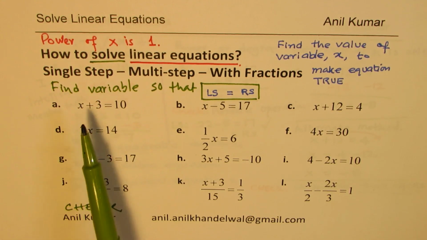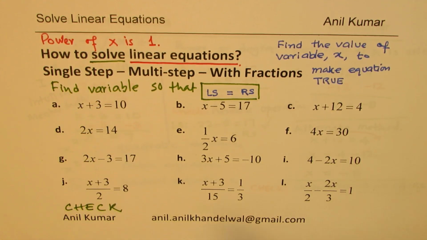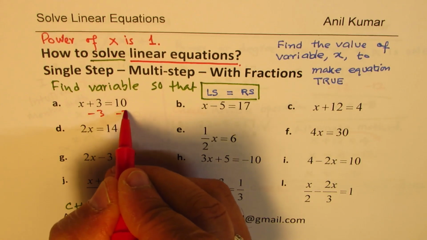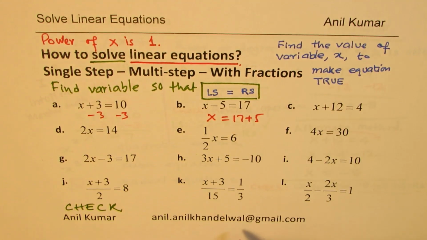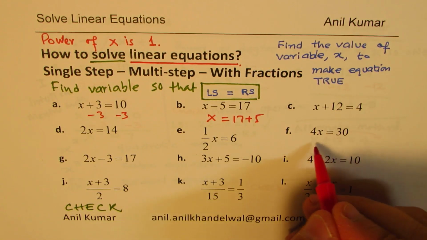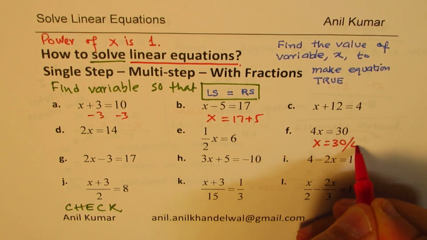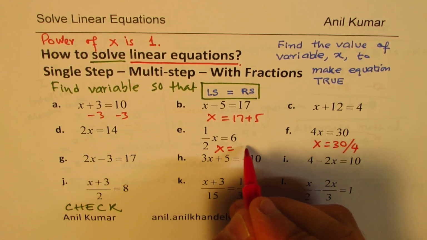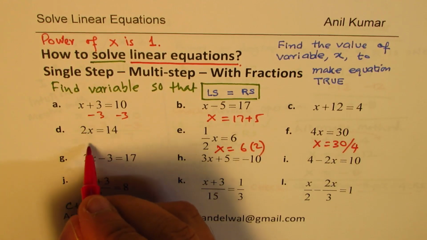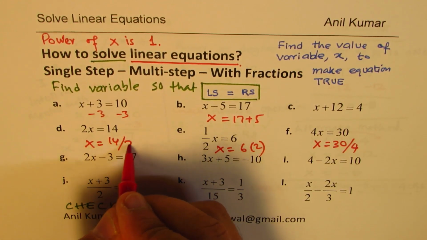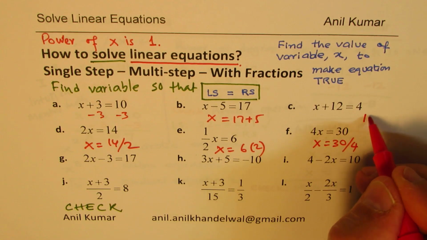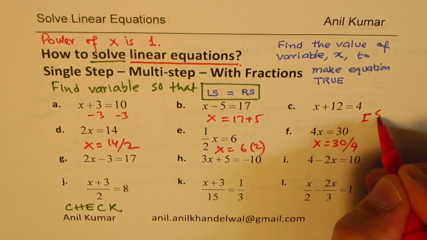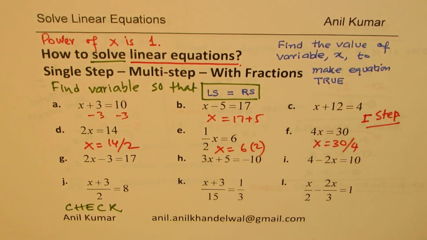So what we learned here is when we have an equation like this, we could either subtract 3 to get our answer, or we could straight away write x equals 17 plus 5 to get our answer. If it is a multiplication type, then x equals 30 over 4 is our answer. In this case, x equals 6 times 2 is our answer. In this case, x equals 14 divided by 2. So these are all single step, right? These are one step solutions. Is that clear? In one step, you actually got the solution.